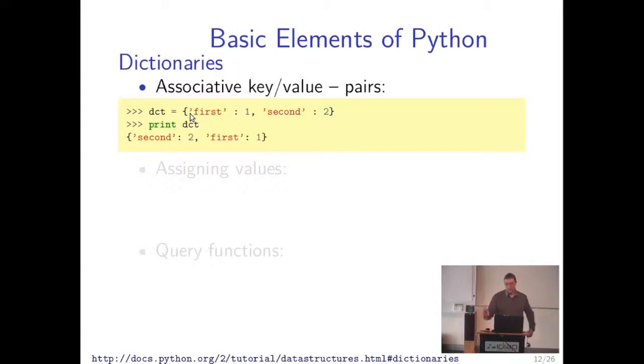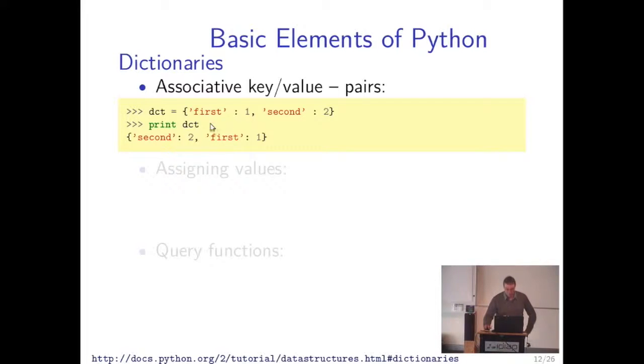So to create a dictionary, there are several ways, but the fastest way is when you know all the objects: you say key 1, which I call first, colon, value 1, which is 1, key 2, value 2, and you can have more. And you put that all in curly braces. And when you print it, then you will see that the elements have changed order.